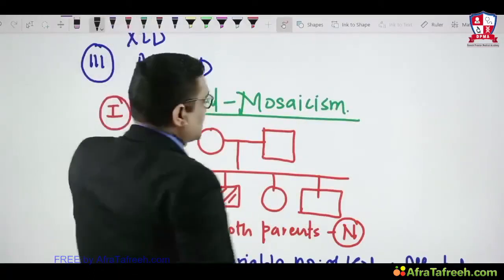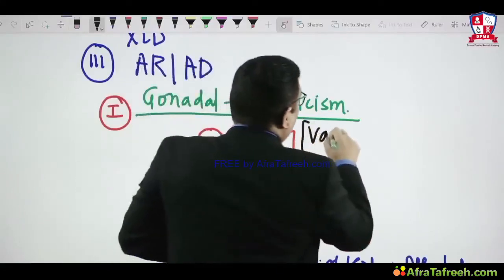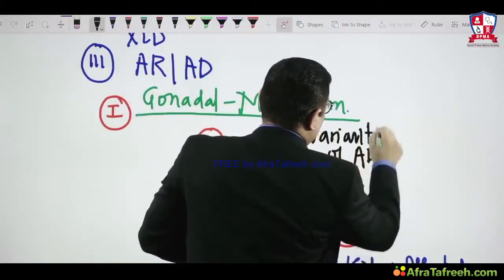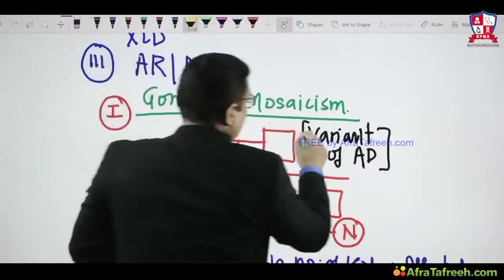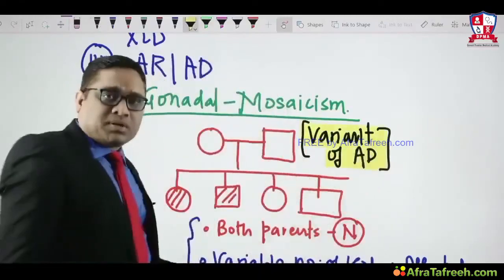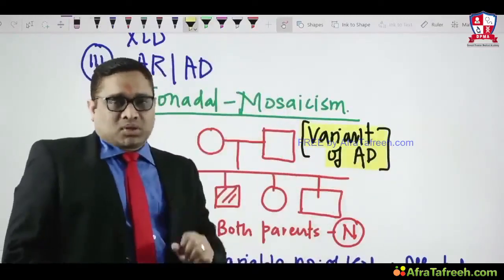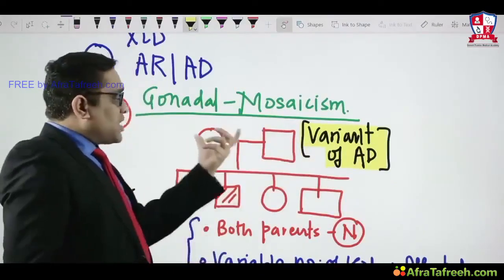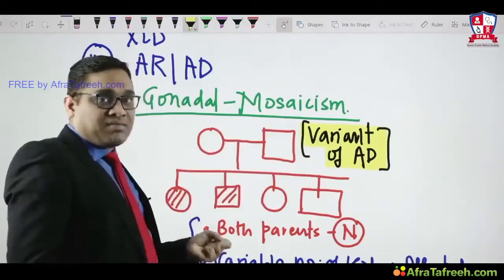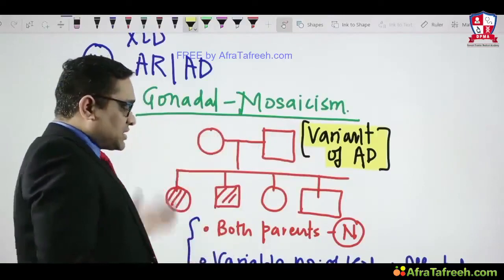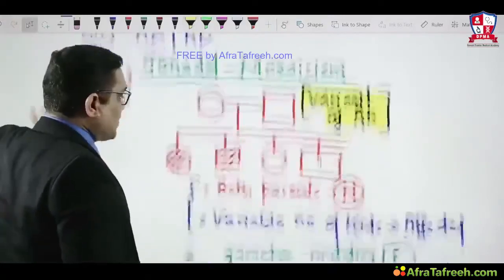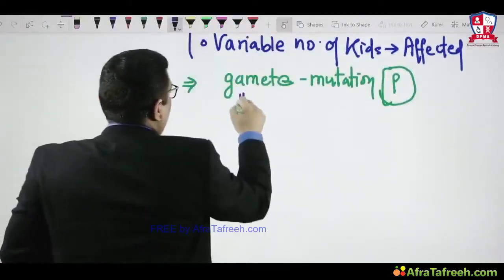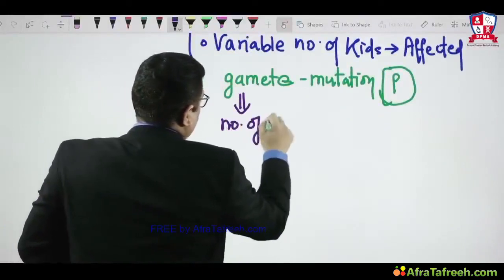That is why gonadal mosaicism is also considered a variant of autosomal dominant disorder. This point we must keep in our mind for concept purposes and for exam purposes also, right? So gonadal mosaicism is a variant of autosomal dominant disorder where the parents' gametes have a mutation. This gametic mutation will be transferred to the next generation, and how many kids will be affected will depend on the number of mutant gametes. So how many mutant gametes?